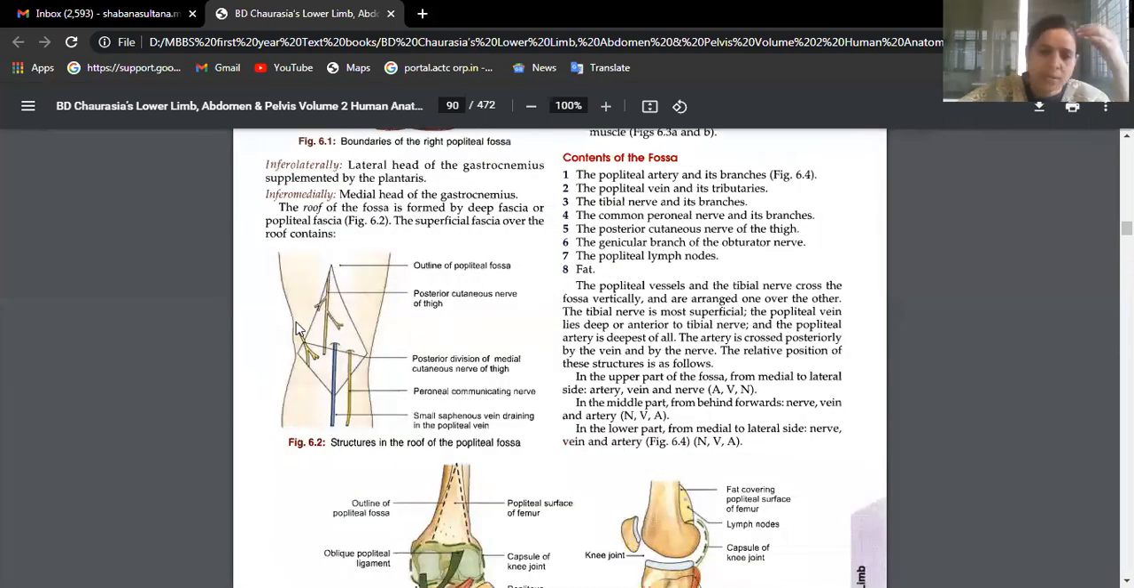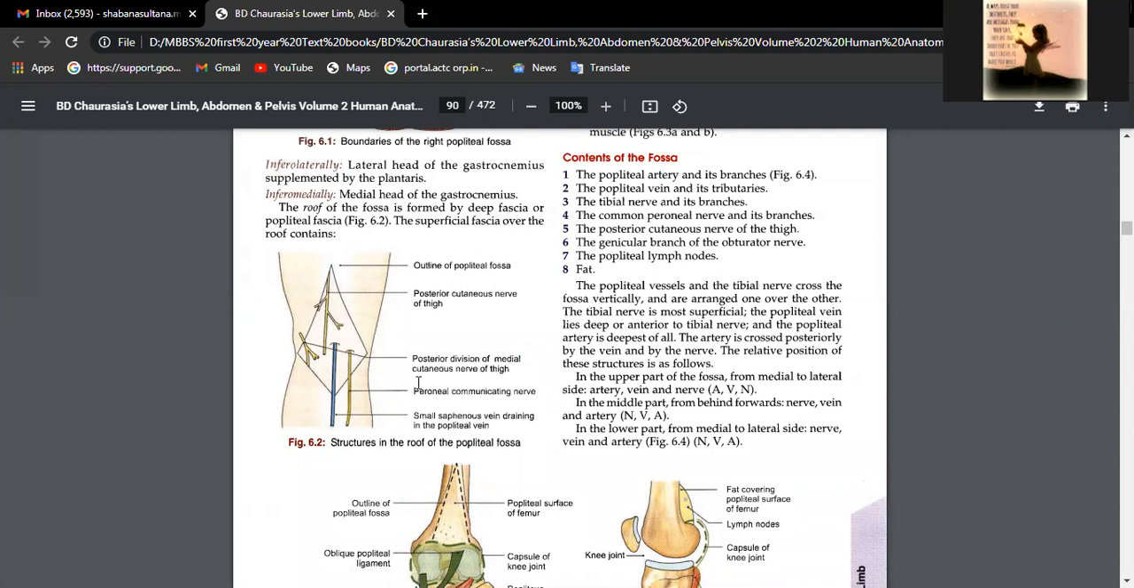Now see, you are seeing that cadaver is lying in prone position. You are finding this is the back of the knee joint. Now you have given a diamond-shaped incision. Okay, and you are seeing this is the roof. Once you have removed the skin, you are coming across skin, superficial fascia, deep fascia. Okay, and you are finding cutaneous nerves like posterior cutaneous nerve of the thigh, posterior division of medial cutaneous nerve of the thigh, then small saphenous vein draining in the popliteal vein, peroneal communicating nerve. Okay, all this you should write.